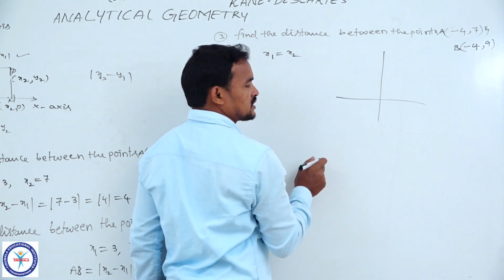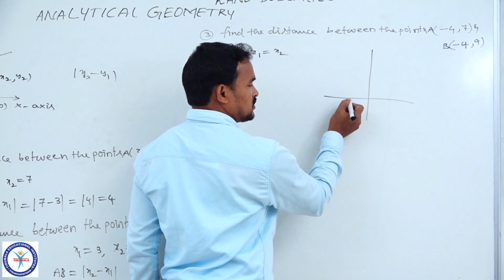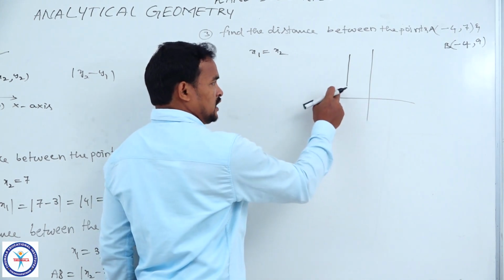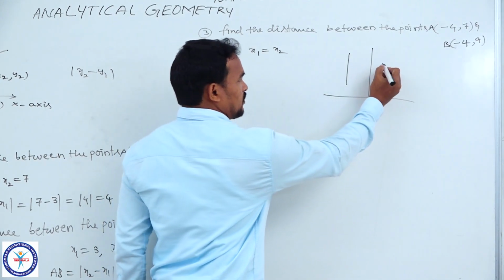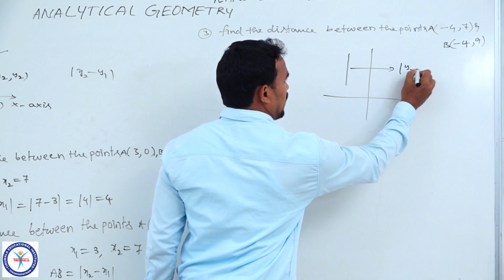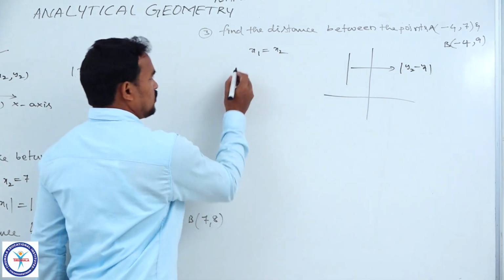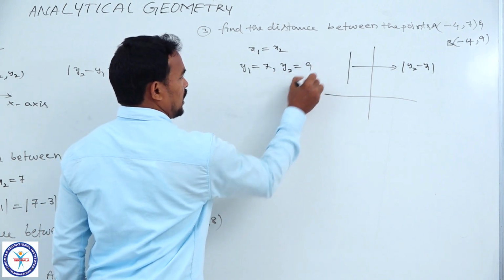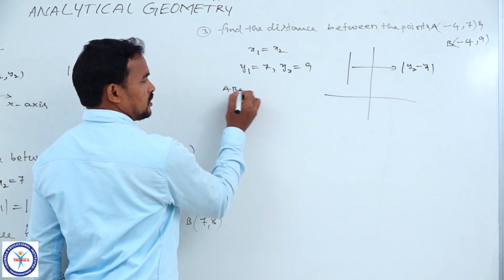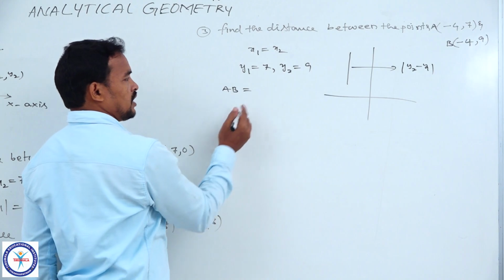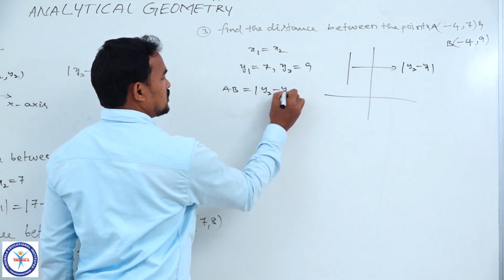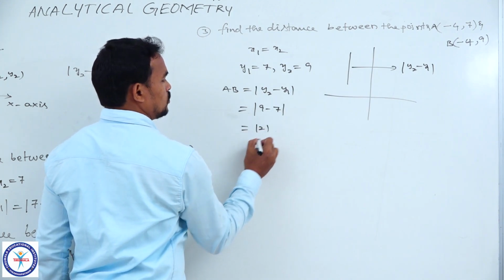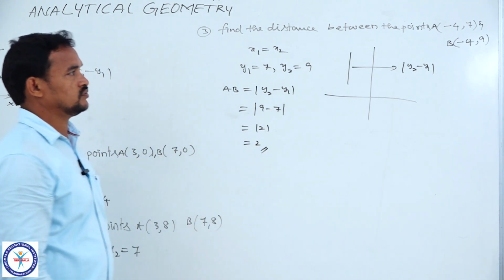When it is parallel to the y-axis, the x value is -4 for both, and the distance between them is mod y2 minus y1. Here the y1 value is 7 and the y2 value is 9. So the distance AB is mod y2 minus y1, that is 9 minus 7, which is mod 2, that is 2.